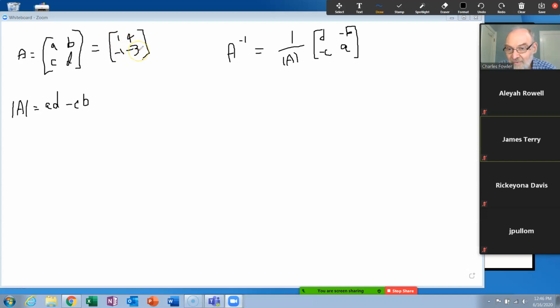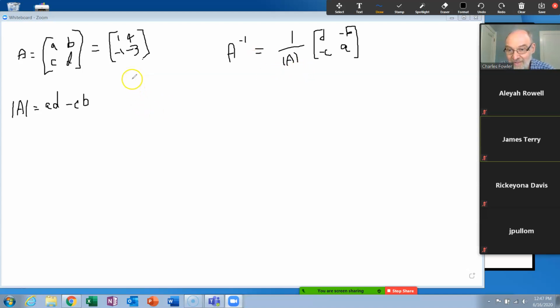1 times negative 3, negative 3, minus a negative 1 times 4, which is negative 4, but minus a negative 4 is positive 4. That's 1. It has an inverse. Okay, and 1 over 1 is 1. So that's the next part. 1 over 1 is 1.